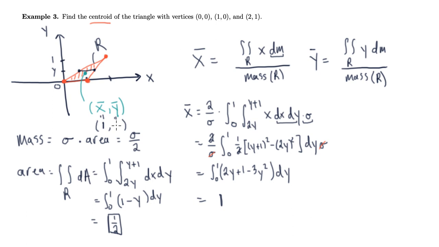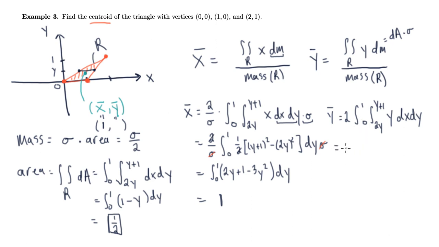Okay, and then I'll just find the y-coordinate of the center of mass, which again, if we can expedite the process, notice that the dm here is really dA times sigma, but I'm going to be multiplying by 2 over sigma, so the sigmas are going to cancel. And so I'm just going to have 2 times the integral from 0 to 1, and then the integral from 2y to y plus 1, this time of y, dx dy. And again, the sigmas are canceled.